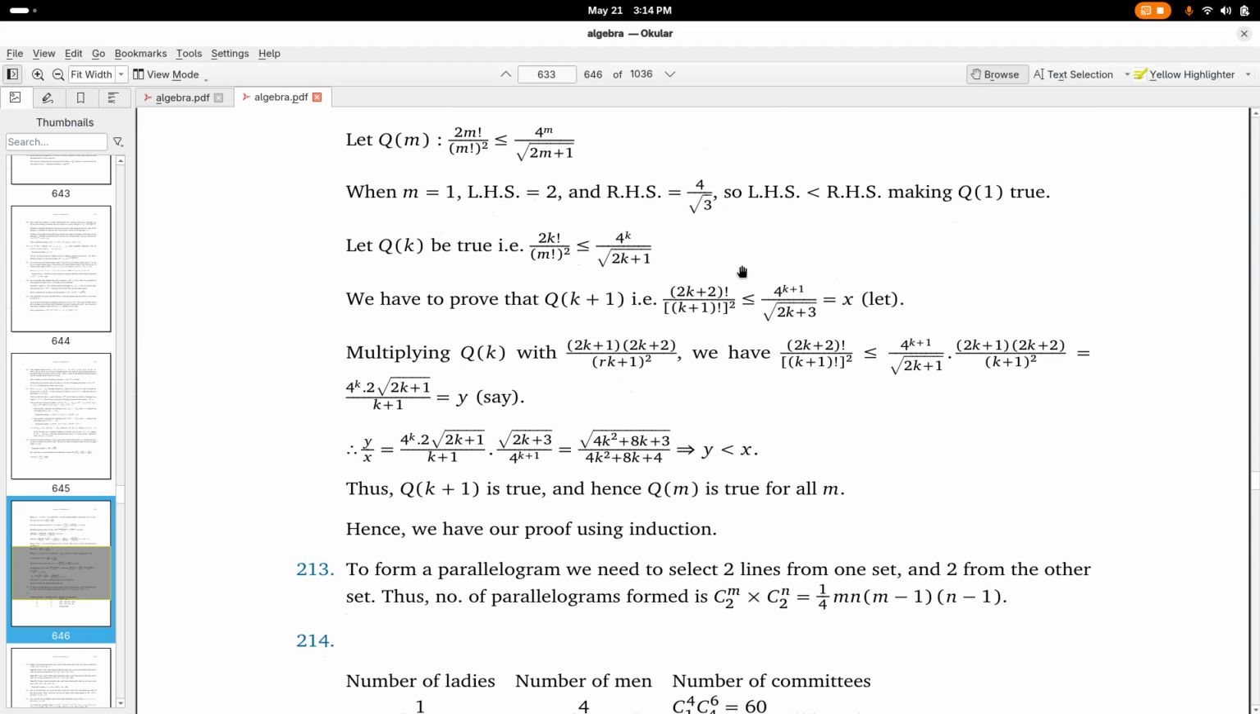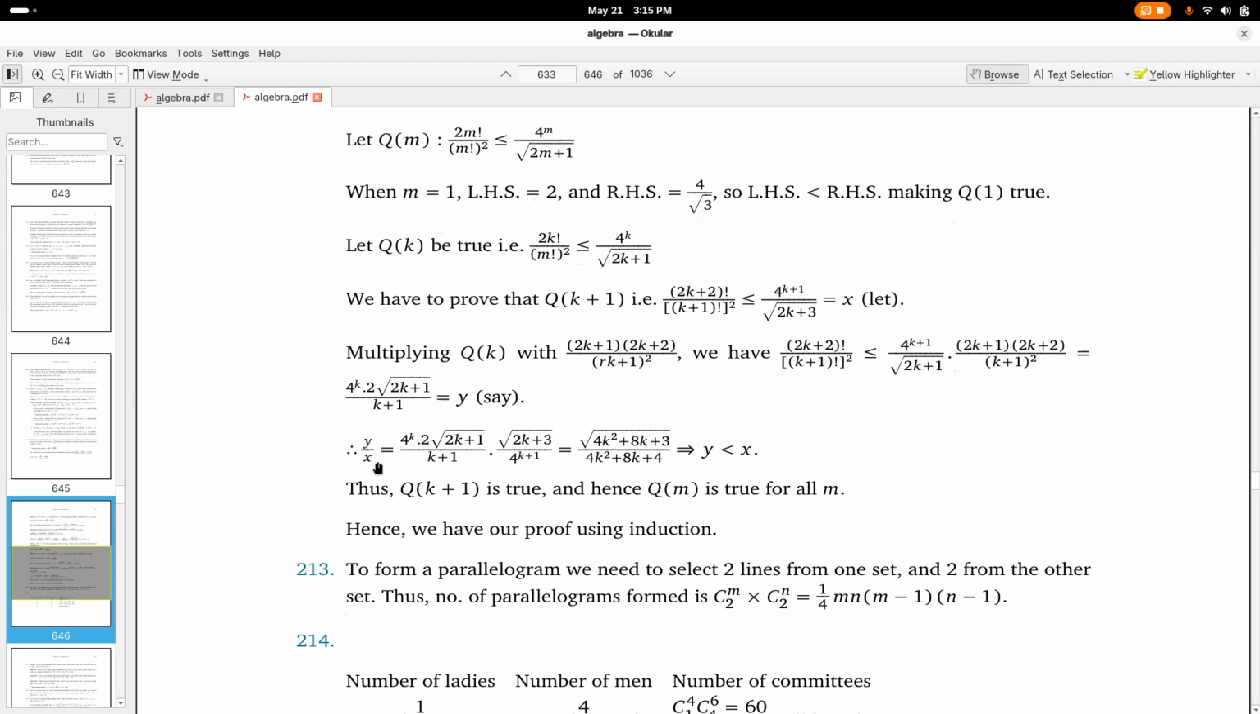And our left hand side here, when we multiply with this, becomes 2k plus 2 factorial by k plus 1 factorial whole square. And this should be k, this should not be m. Which is less than or equal to 4 to the power k plus 1 by square root of 2k plus 1, and then the multiplication factor. And we let this be y.